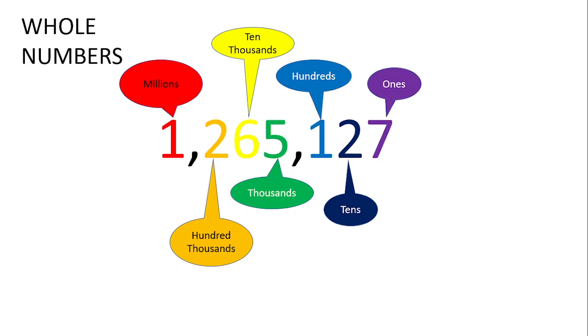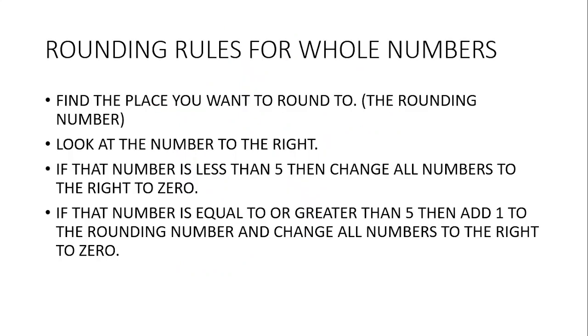Now, what exactly do we do when we round a number? There are a couple of steps we have to go through. We want to find the place we want to round to, which is the rounding number. We look at the number to the right. If that number is less than 5, then change all numbers to the right to 0. If that number is equal to or greater than 5, then add 1 to the rounding number and change all numbers to the right to 0. And we're going to go through a couple of examples of this.